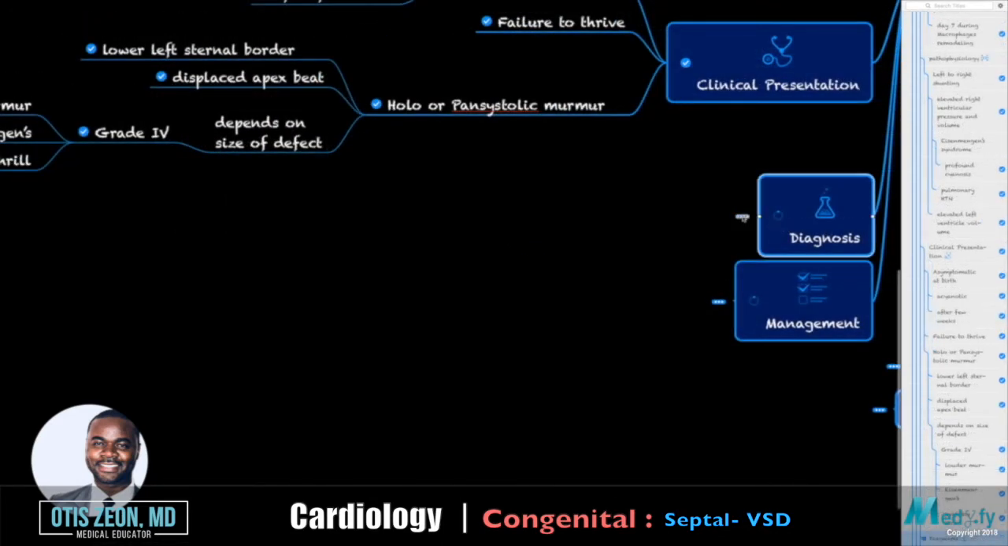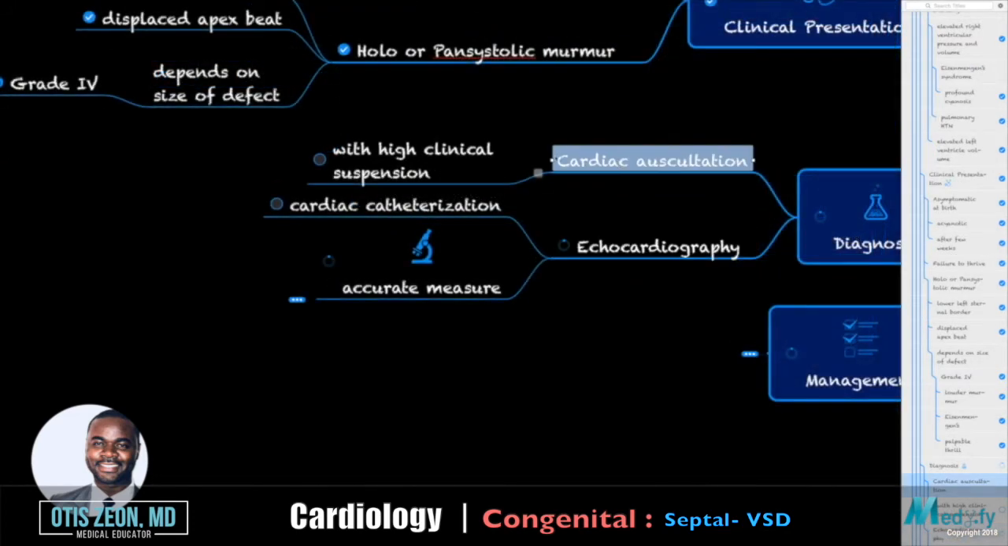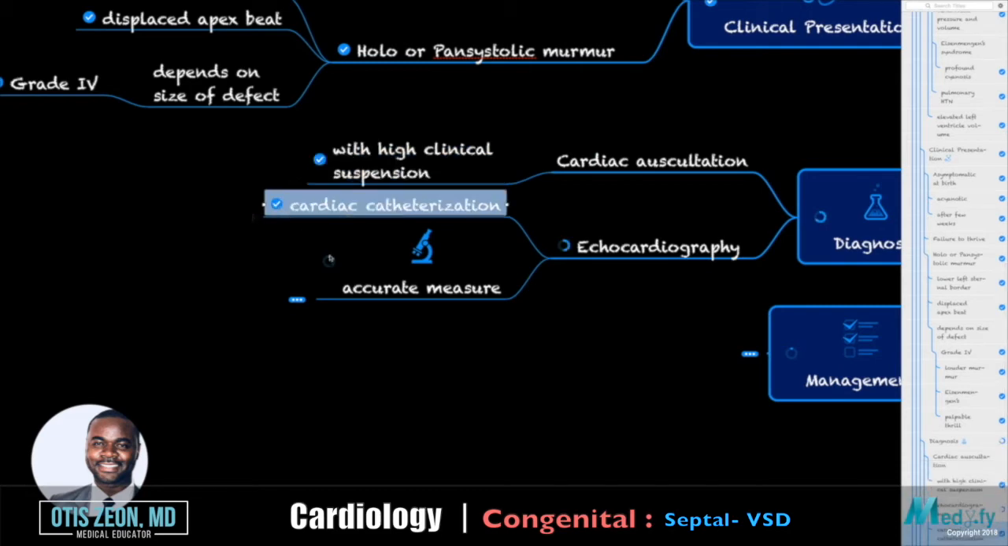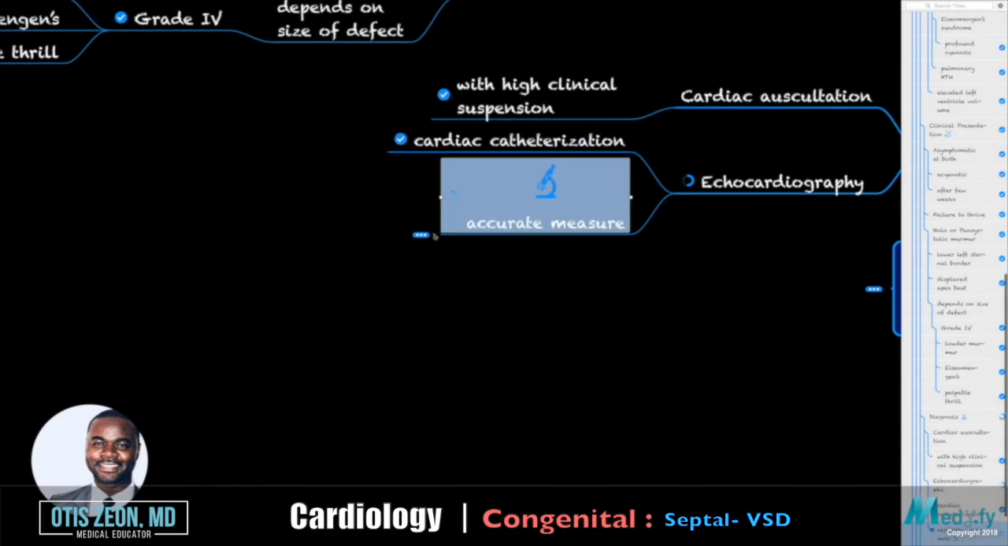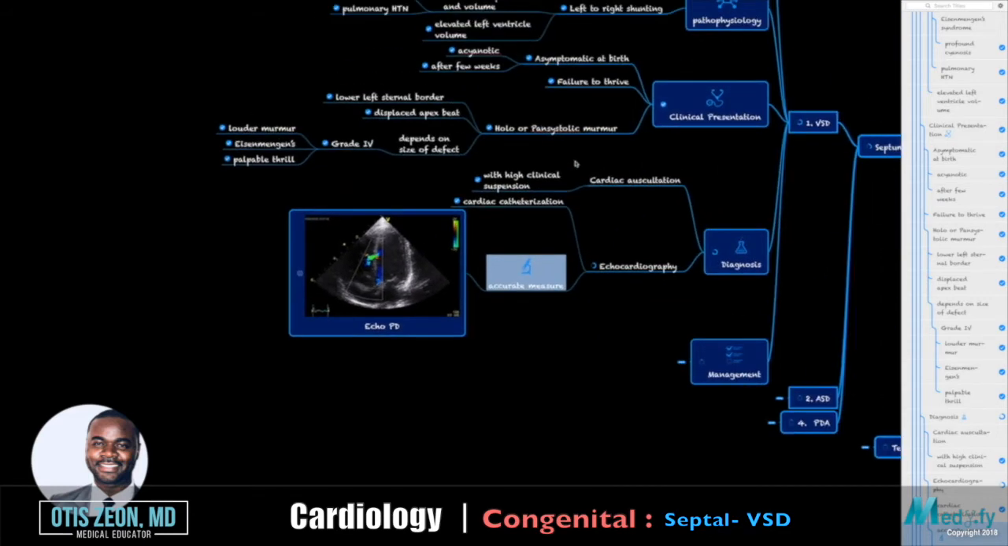The diagnosis for VSD, the gold standard is an echocardiogram. You can do cardiac auscultation to hear the murmur, but that's only after you really have a strong and high clinical suspicion. Cath can be used, but again, echo is your diagnosis of choice. If you do an echocardiogram, you can just see the different flow of blood. So you can see here, you pretty much have the two ventricles and the septum here. And you can see the Doppler showing different flow of blood. So you know it's going between the septals here.